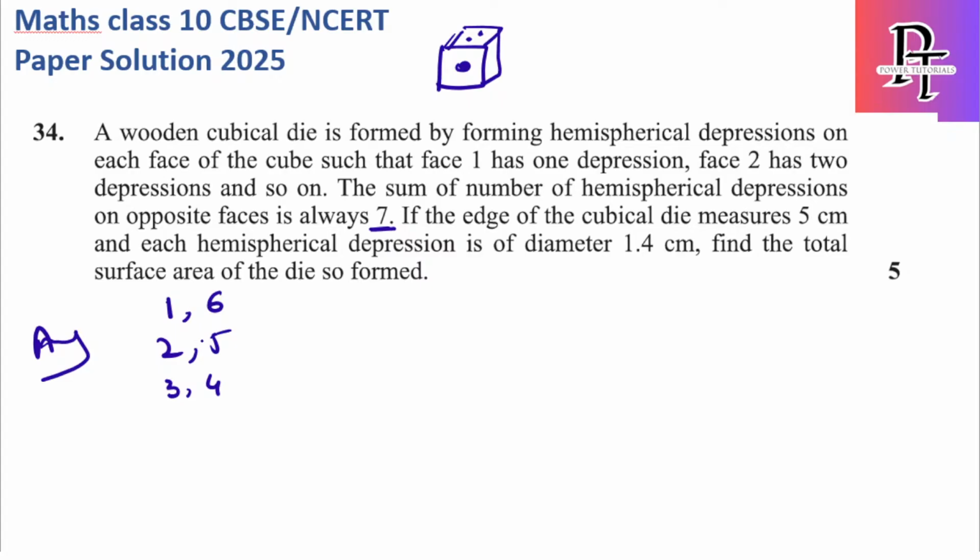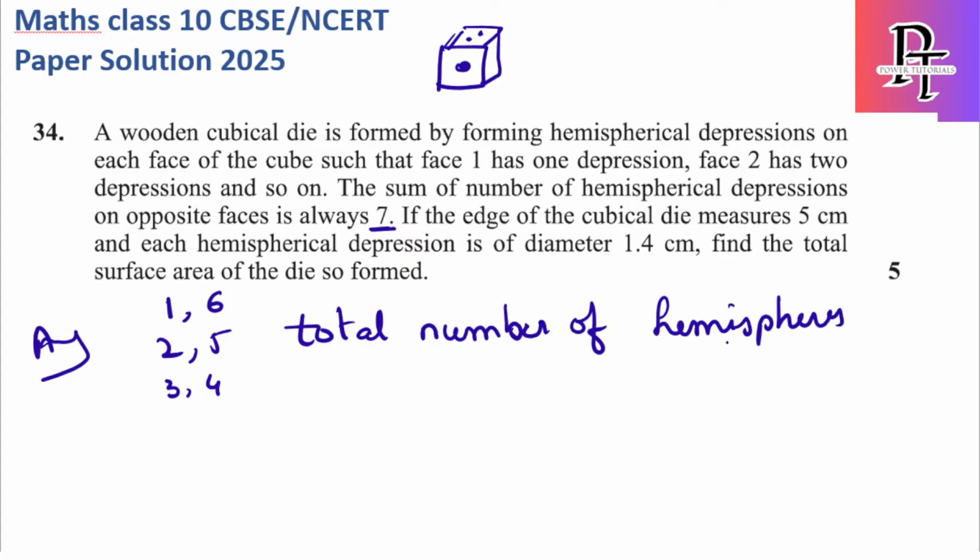If you notice, what is the total number of hemispheres? Total number of hemispheres is equal to 6 plus 5 plus 4 plus 3 plus 2 plus 1, which is 6 plus 5 is 11, 11 plus 4 is 15, 15 plus 3 is 18, 18 plus 3 is 21. So the total number of hemispheres is 21.